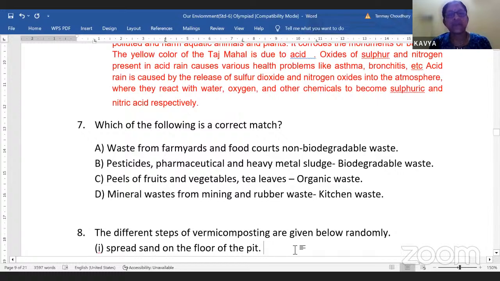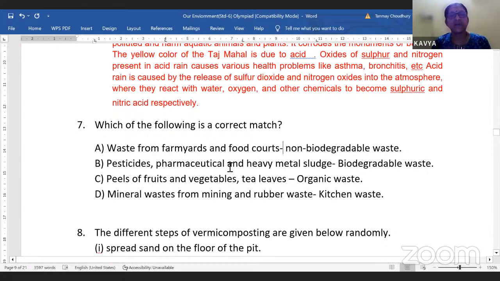Which of the following is a correct match? Wastes from farmyards and food courts are non-biodegradable waste. Is this a correct match? No. From farmyards, you'll get cow dung, grass, dry leaves. All these are biodegradable. They are not non-biodegradable. So this is not a correct match.